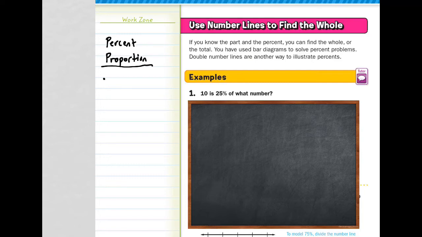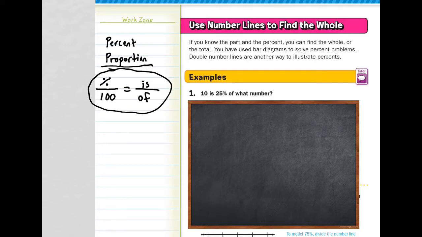It says the percent over 100 equals is over of. So take a second to get that written down, and I'm going to show you how that works to solve these percent problems. So this proportion just tells you where you're going to write each of your numbers. So let me start off on my chalkboard here.